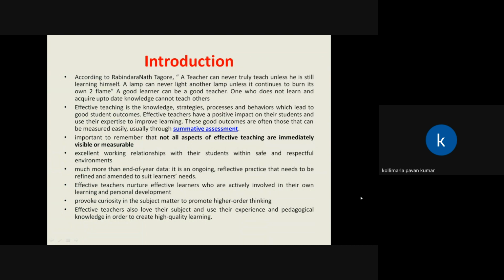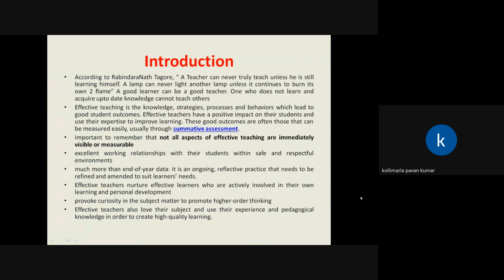So being this teacher, he has to mingle those definitions or requirements along with their curriculum, and the teaching has to be delivered efficiently. Now, effective teachers will always monitor the learners and make them actively involved in their learning and personal development.